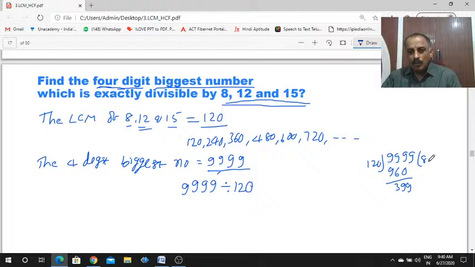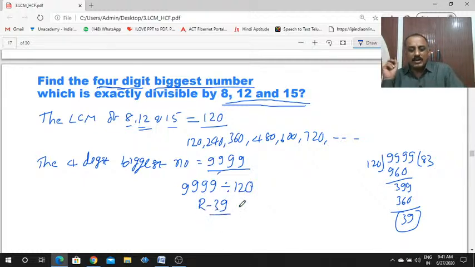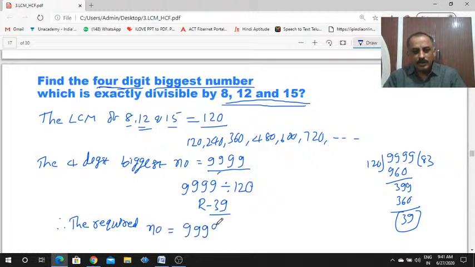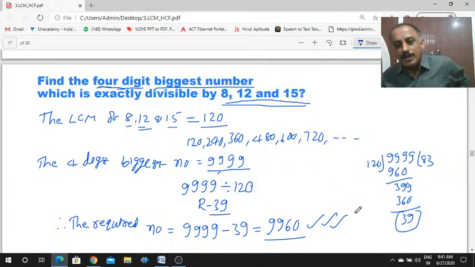Now take this 9. 3 twelves are 36, so 360. The remainder is 39. If the remainder is 0, our answer is 9,999. Here the remainder is not 0, the remainder is 39. So 9,999 is not divisible by 120. Therefore the required number is 9,999 minus the present remainder 39. It will become 9,960. So 9,960 is divisible by 120. Therefore 9,960 is the 4-digit biggest number, because it is divisible by 120.